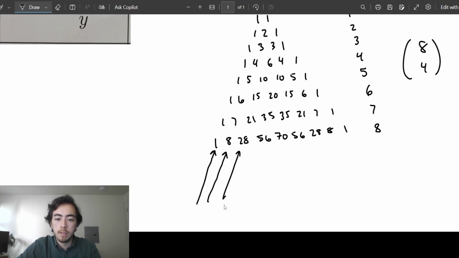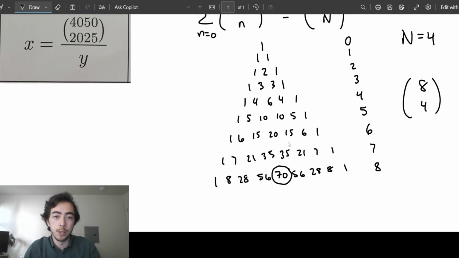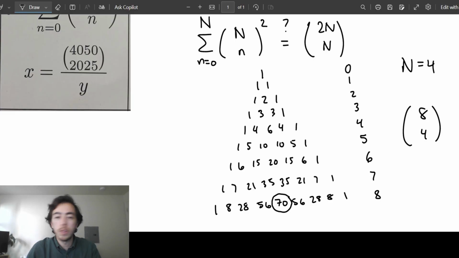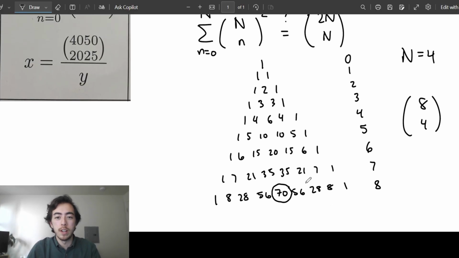So then we're going to have a 2, a 3, and then finally this number right here, which is actually equal to 8 choose 4. It's this one right here. Apparently there are 70 ways to choose 4 objects from a total of 8. So that's what the right side says. It just says the number 70, and we can find it right here in Pascal's triangle.